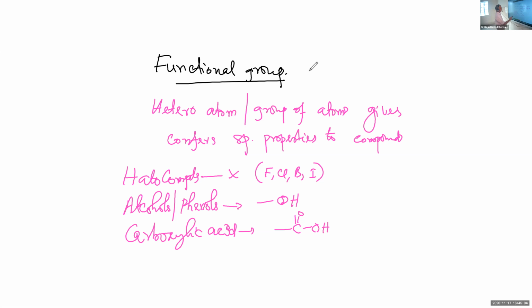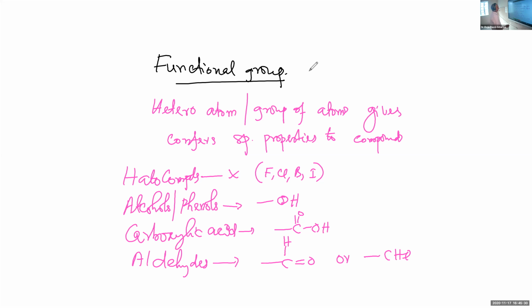Similarly, you take aldehydes, a group of compounds called aldehydes. In the aldehydes, there will be the functional group CHO, double bond O. Or you can write it as CHO. This group is called the aldehyde group. CHO group or aldehyde group.